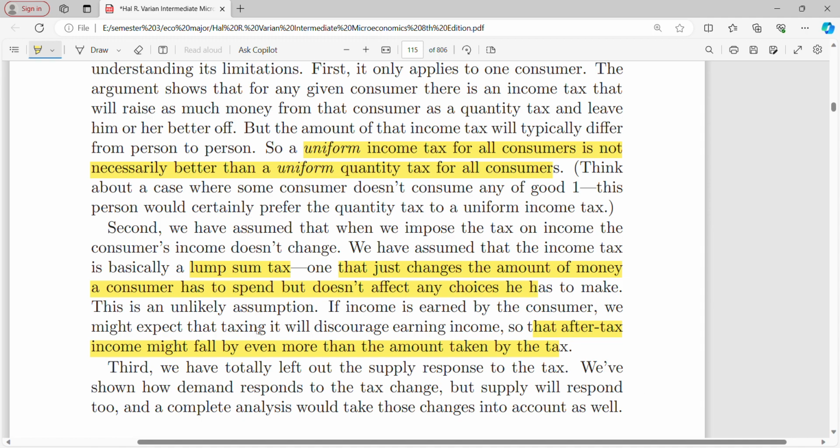Then there is another supply response to the tax. In the chapter on endowment, we will study that deeply. So that's it with this chapter.